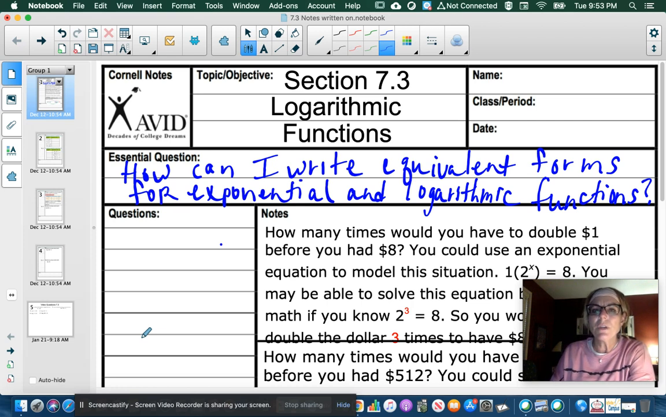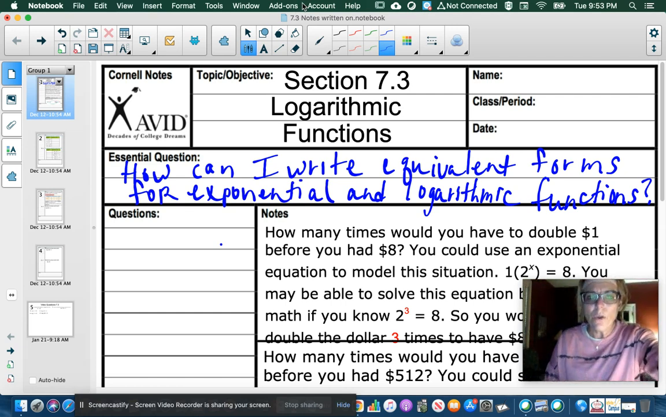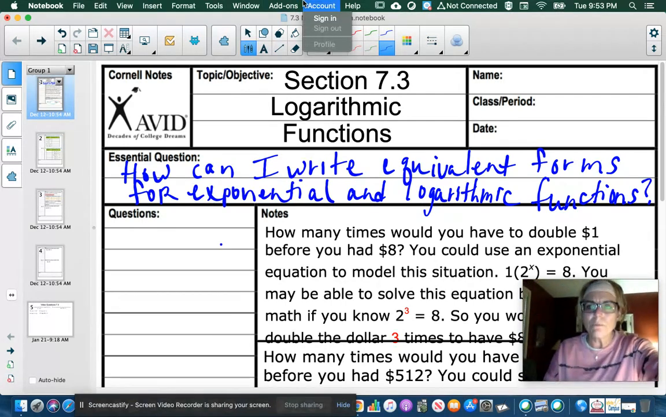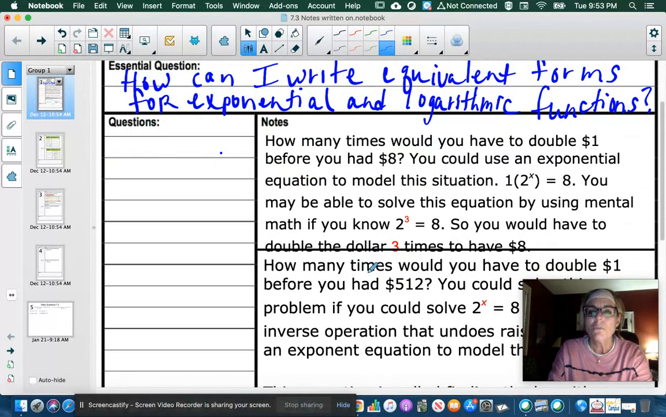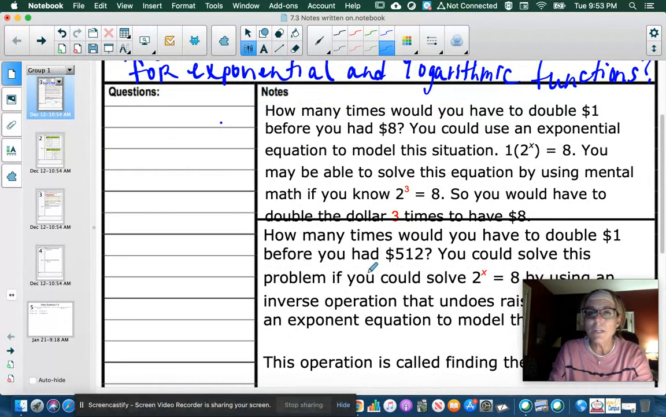Section 7.3, Logarithmic Functions. The essential question: how can I write equivalent forms for exponential and logarithmic functions? How many times would you have to double $1 before you had $8? You could use an exponential equation to model this situation.